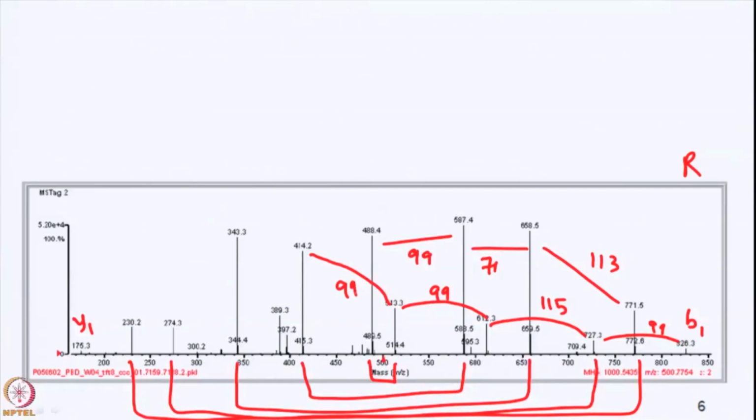Can we go 414 to 353? That's 71, right? 343 down to 230, it's 113. So now I would go 175 to 274 is 99. Then 115. All right, then can I go up here? 99.